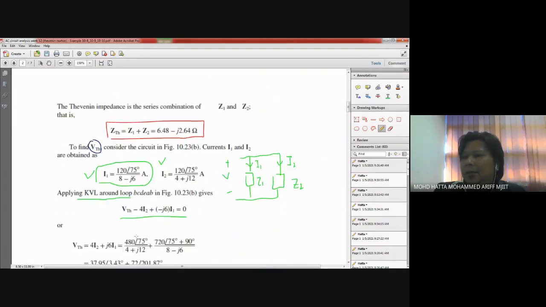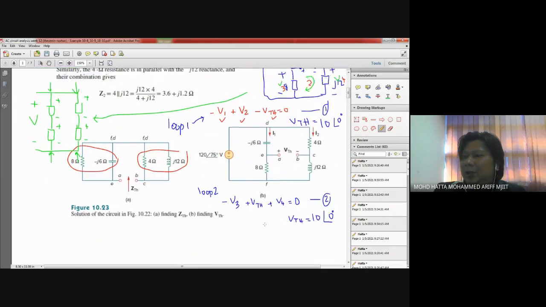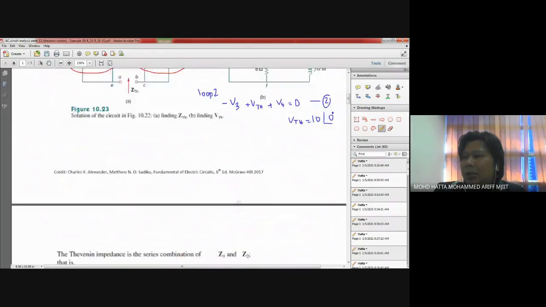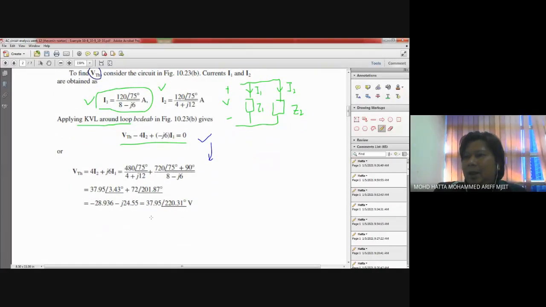But you can always check your answer using the second equation over here, the second loop. The second loop is not necessary to be calculated in your answer, it's just for answer checking. This is also given over here. You can either use this equation or, no, this is the continuation from the first equation. Anyway, at the end, you will get your final answer of VTH.